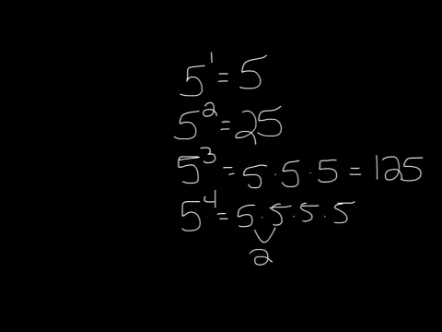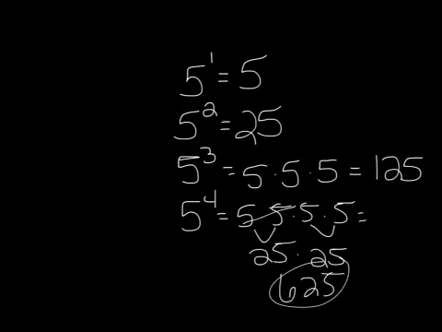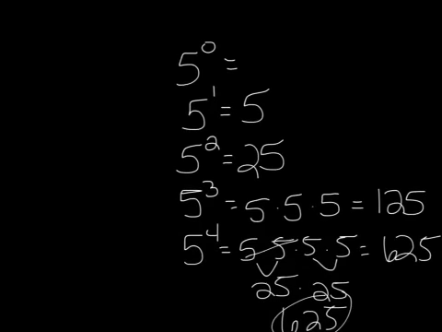So here's 25, and then here's another 25. So it becomes 25 times 25, which is 625. So, what then is 5 to the 0 power? Anybody know? Actually, the answer is 1. Oops, I meant to write 1.